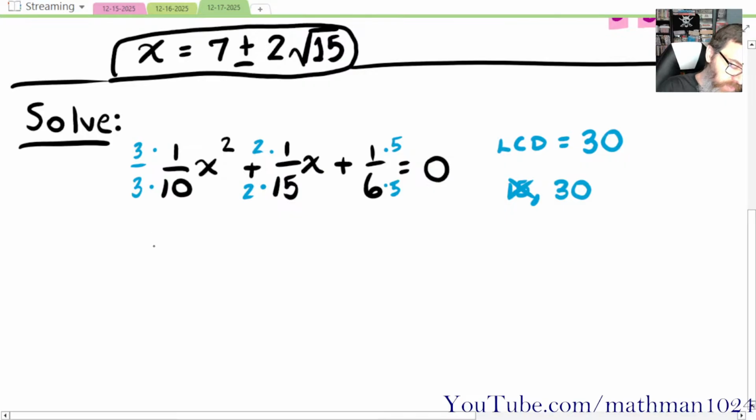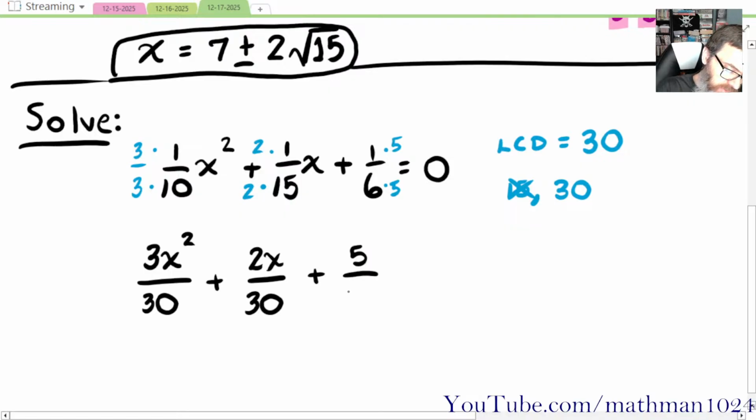All right, so when I work this out, I'm going to have 3x squared over 30 plus 2x over 30 and then plus 5 over 30.